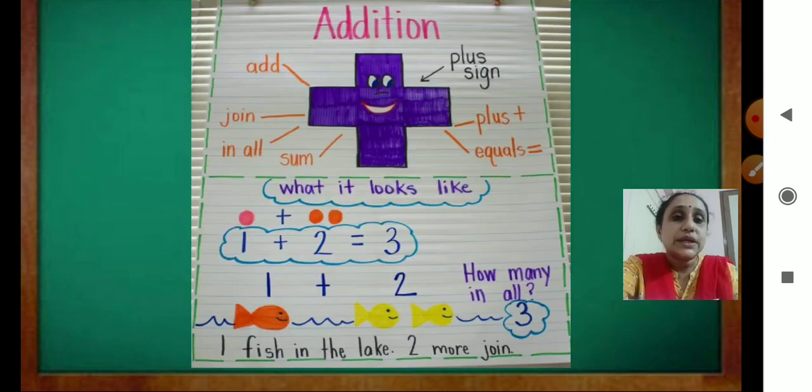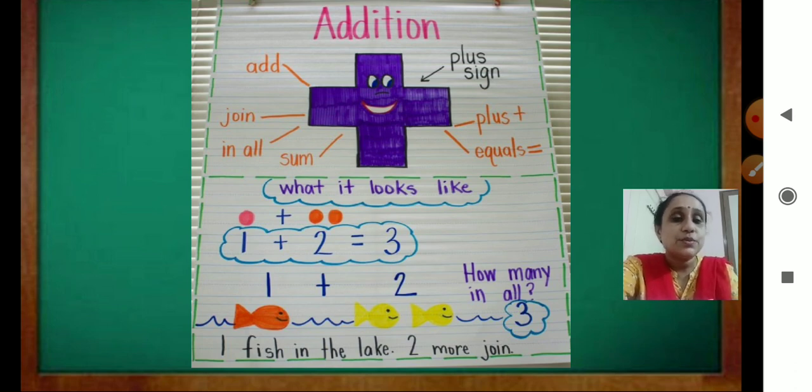Now look here, you can see this picture. What I have made for you, you can see there is a plus sign to indicate addition. Following words can be used. These are the words which are used to indicate addition: add, sum, join, in all, plus sign, plus, equal to.